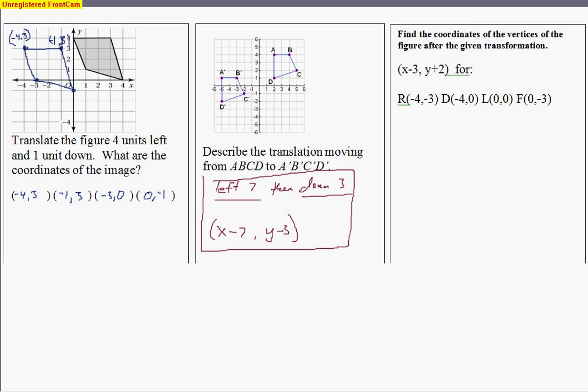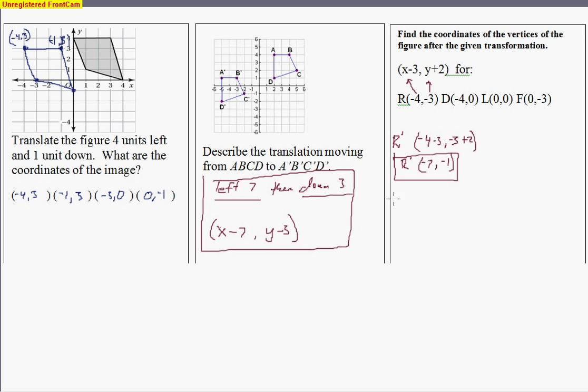Looking at this one here, it says find the coordinates of the vertices given this formula here. So for r prime, it's going to end up being -4. I'm going to start with that value. That's the x component. And then I'm going to take away 3. And then I do the same thing with the y. So -3 goes in place of the y. And I'm going to add 2. And so when I do that work, I get -7, -1. So that would be r prime. So that's one of them.